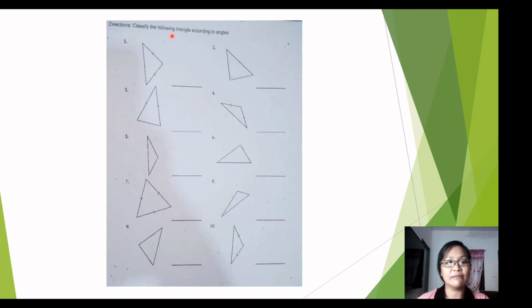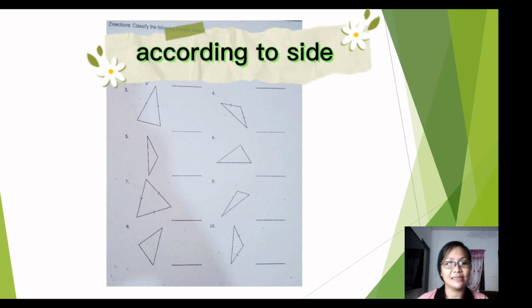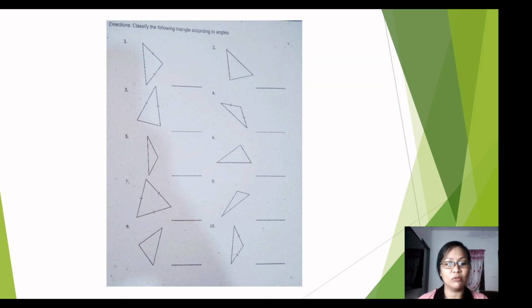Example: classify the following triangles according to sides. So let's look at number 1. As you can see in our number 1, this side and this side are congruent. Why? Because this line and this line, meaning the sides are the same in measurement or congruent. As we learned in our previous slide, if two sides are congruent, then it is an isosceles triangle.